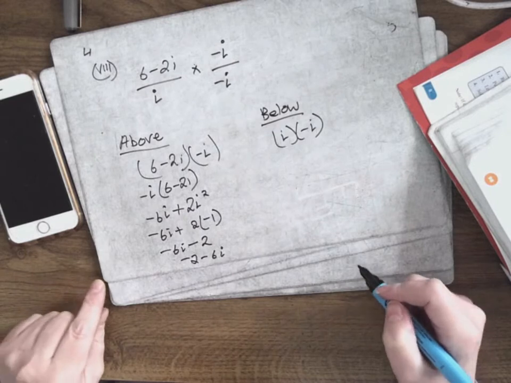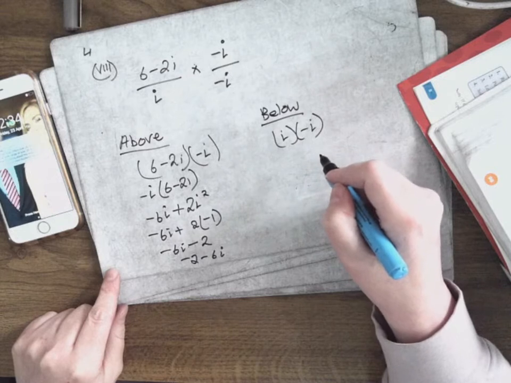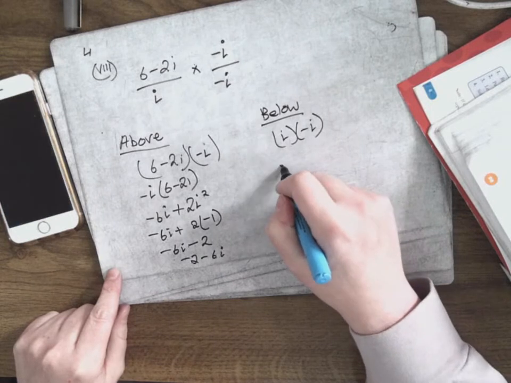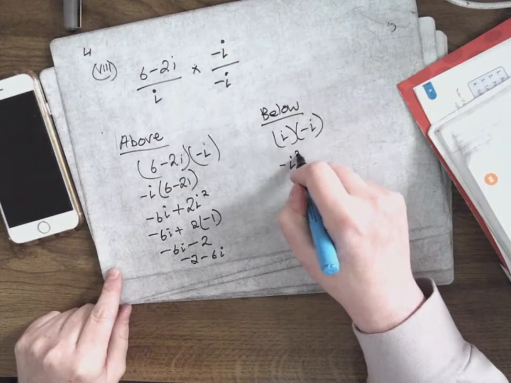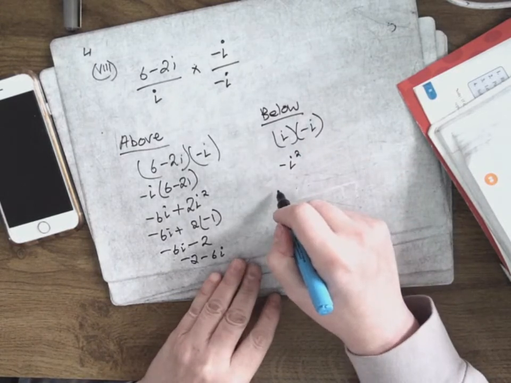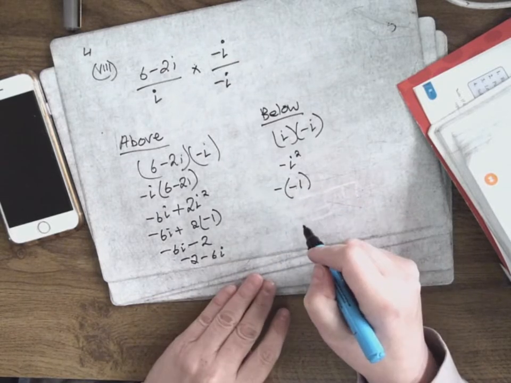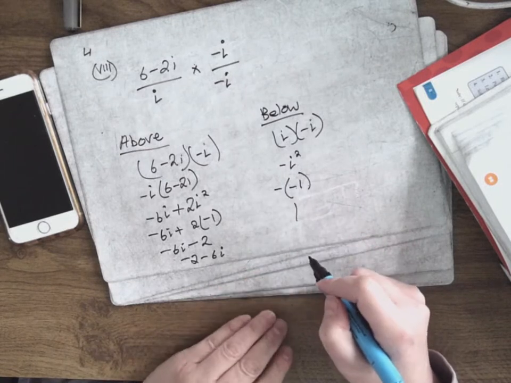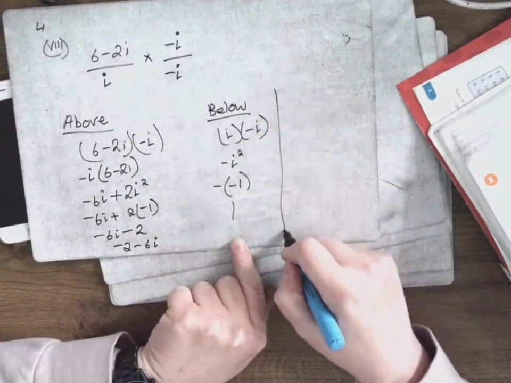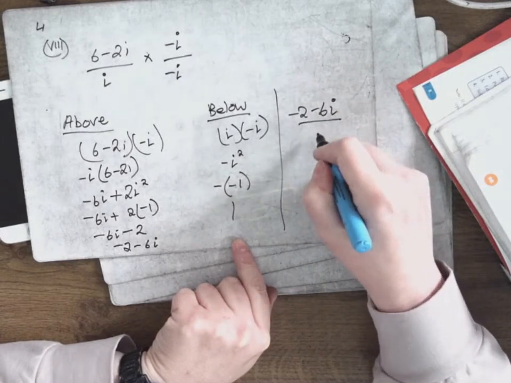Okay? Below the line, I just need to multiply i by minus i. So when you multiply i by minus i, what would that be? Minus i squared. Okay? Minus i squared, because a plus by a minus is a minus, i by i is i squared. So that's minus times minus 1, isn't it? So what's minus minus 1? Plus 1. Right? Okay. So putting that back together, above the line, I've ended up with minus 2 minus 6i. Below the line, I've ended up with 1.